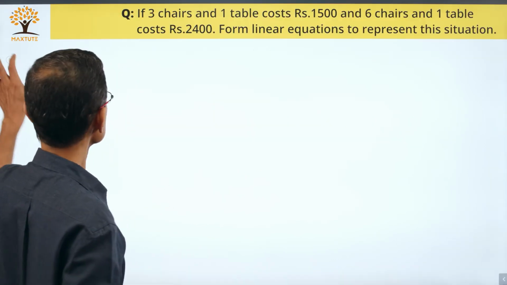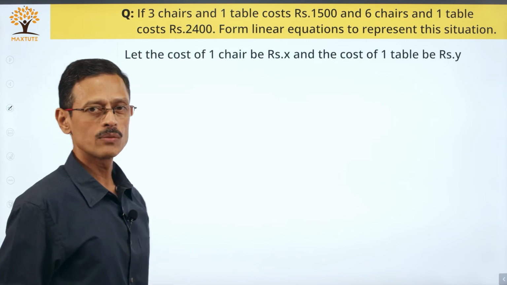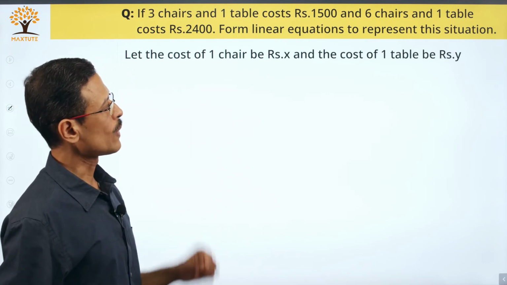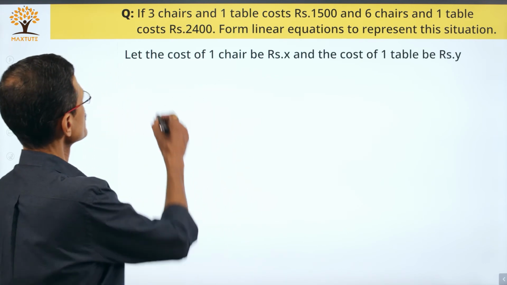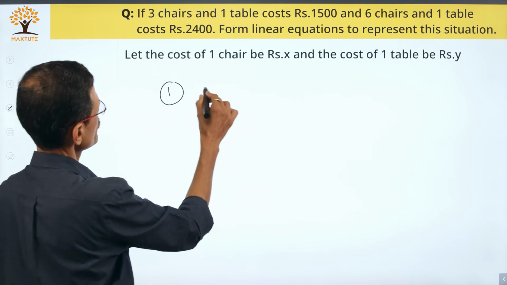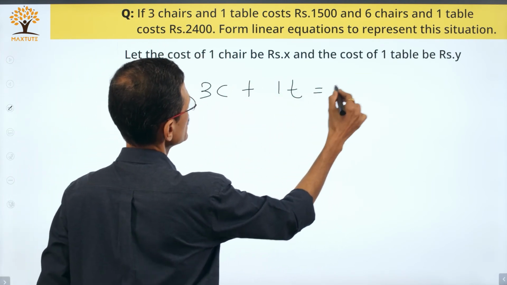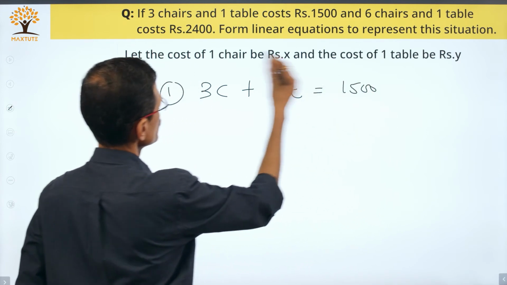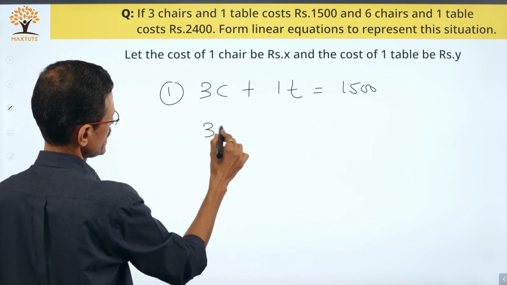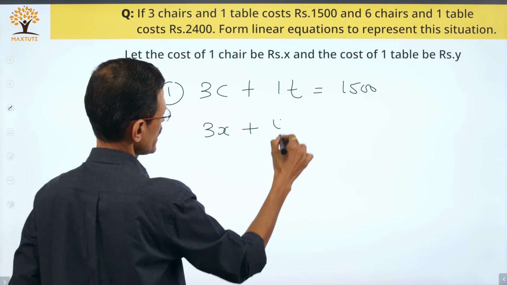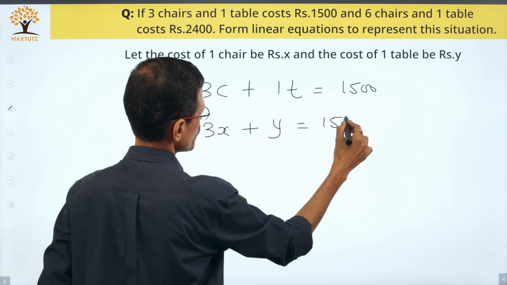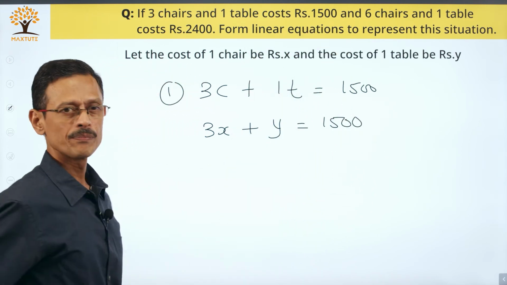But assign two variables. Let the cost of 1 chair be equal to x rupees and the cost of 1 table be y rupees. Scenario 1, we have the cost of 3 chairs plus 1 table. This is equal to 1500. So the cost of 1 chair is equal to x, so 3x. Cost of 1 table is equal to y. 3x plus y is equal to 1500 is the first scenario.